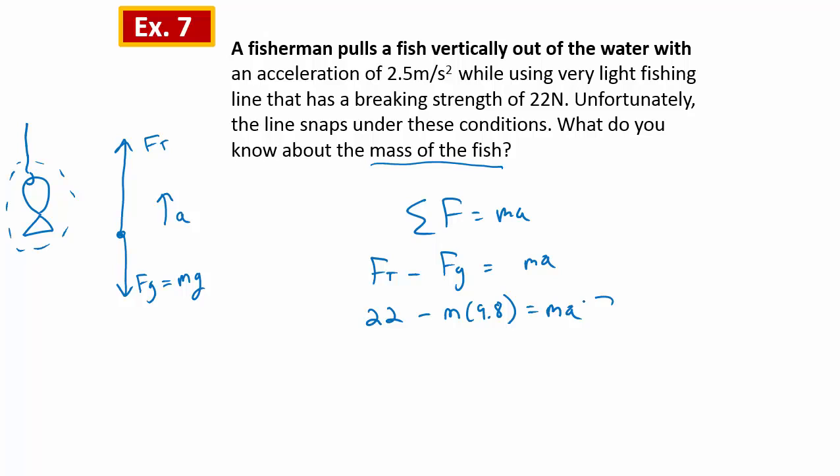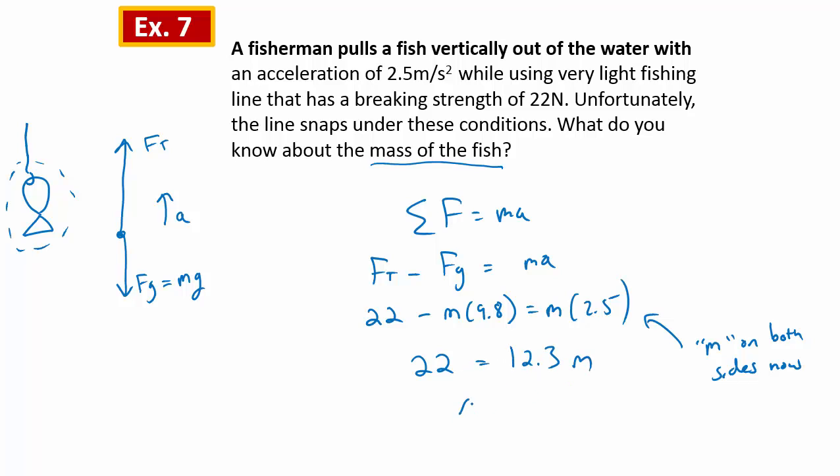And so right here, I just want you to notice that I still have an unknown. Actually, we know the acceleration. Let me get rid of that too. Acceleration was 2.5. Now I have m. I was missing it on both sides, but now when I plug this into Newton's second law, we have m on both sides. So what I can do then is get some like terms together. 22 is equal to 12.3 m, and then we're going to get a mass of 1.8 kilograms.